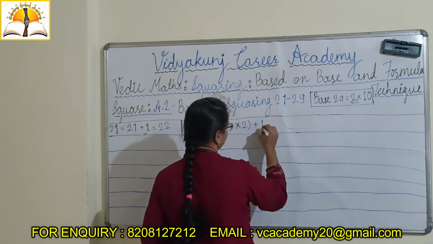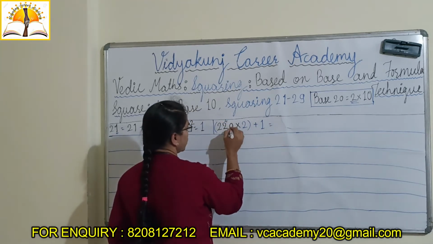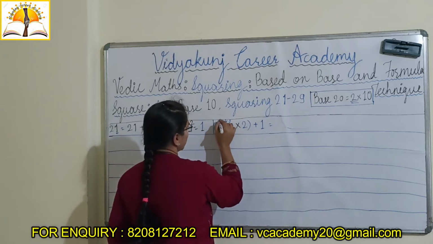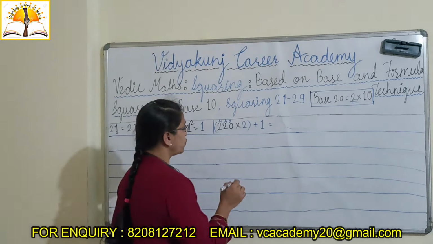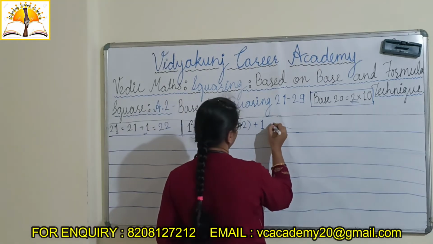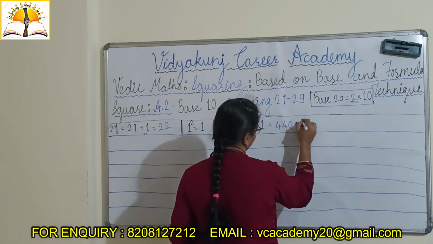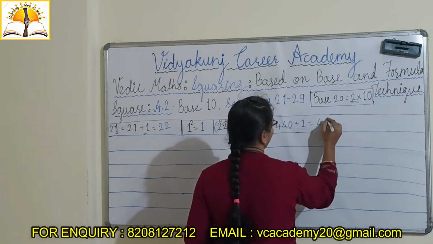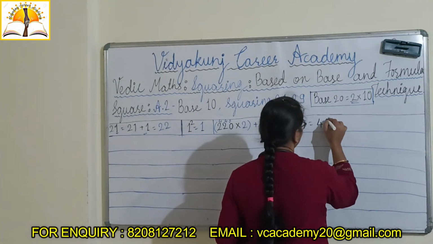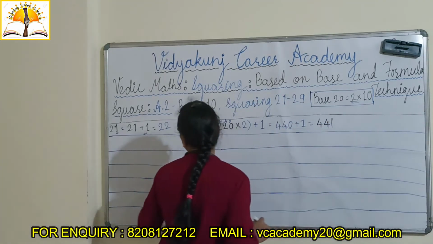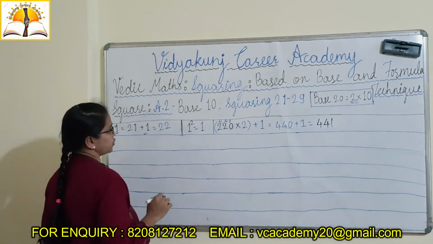Okay. Then we will do here. 2 2s are 4. 0 as it is. 2 2s are 4. What is the answer here? 440. 440 plus 1 will be 441. It is our answer. 441 is the square of 21. In this way, we are going to solve here.